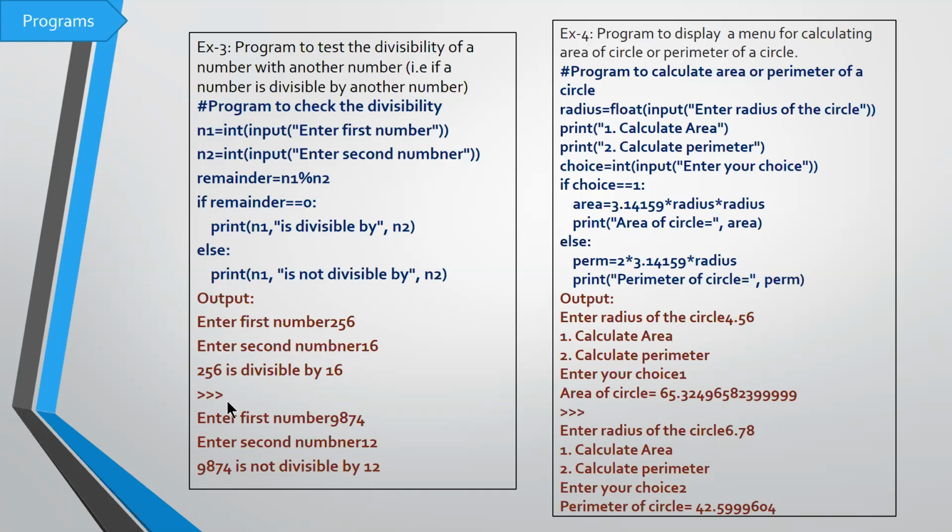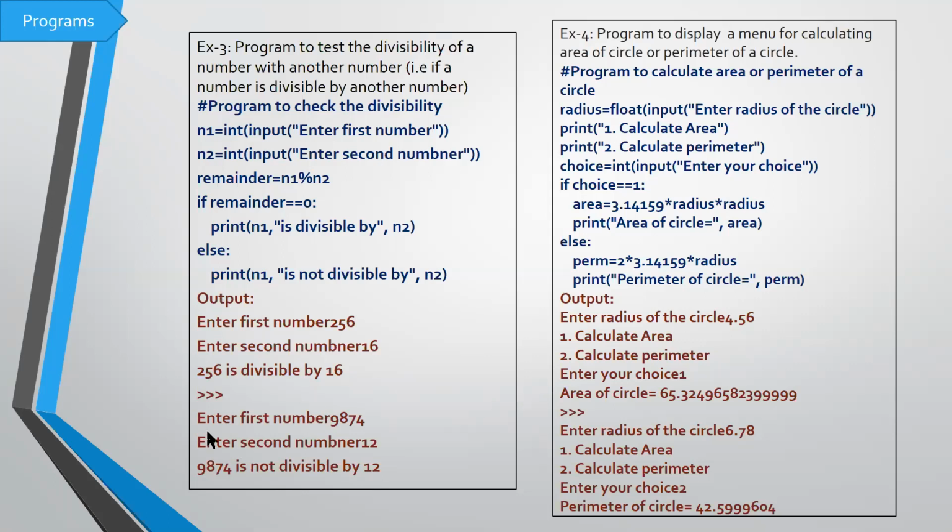When you run this program, you will get output something like this. Enter the first number, I'm entering 256, and then enter the second number, I'm entering 16. 256 is completely divisible by 16, we know that. And you will get the result that this number is completely divisible by 16.